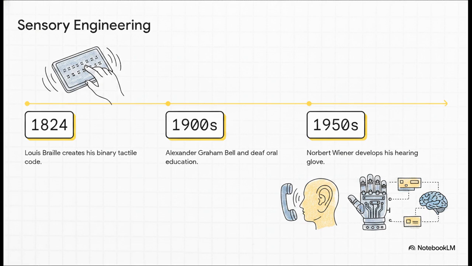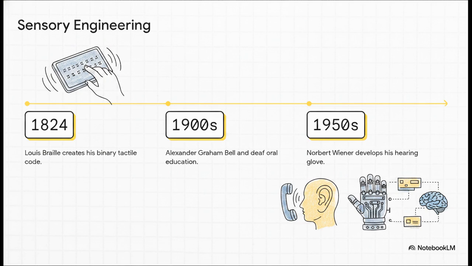We've looked at the biological problem. Now, let's look at the brilliant physical workarounds developed by early engineers to bridge this massive modality gap. If we trace the chronological evolution of sensory engineering here, a really clear lineage emerges. In 1824, Louis Braille creates his binary tactile code. Fast forward to the early 1900s, Alexander Graham Bell is deeply involved in deaf oral education and the mechanics of the material voice. And by the mid-1900s, Norbert Wiener is developing his hearing glove.